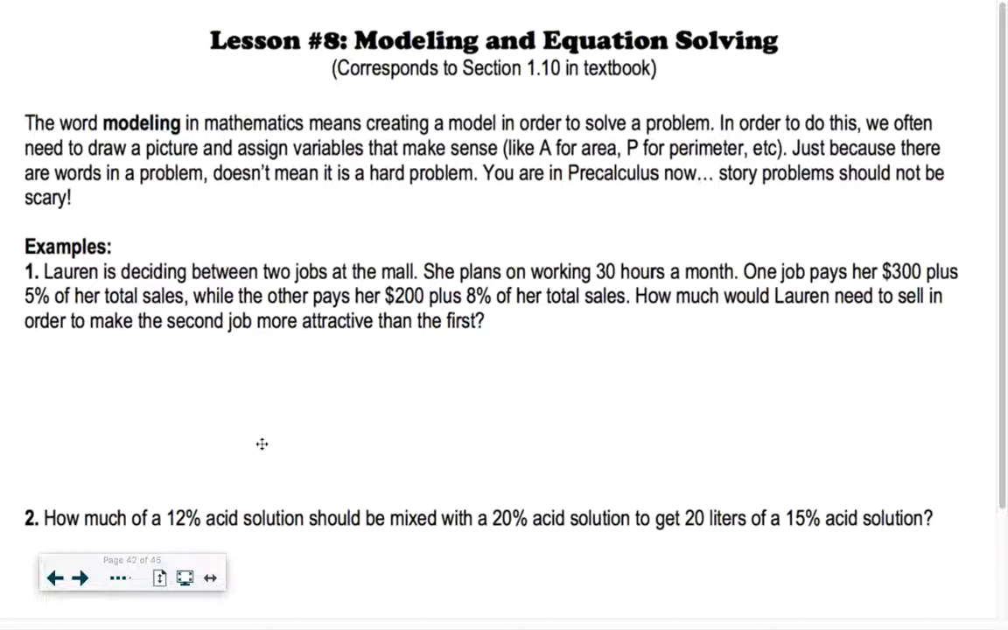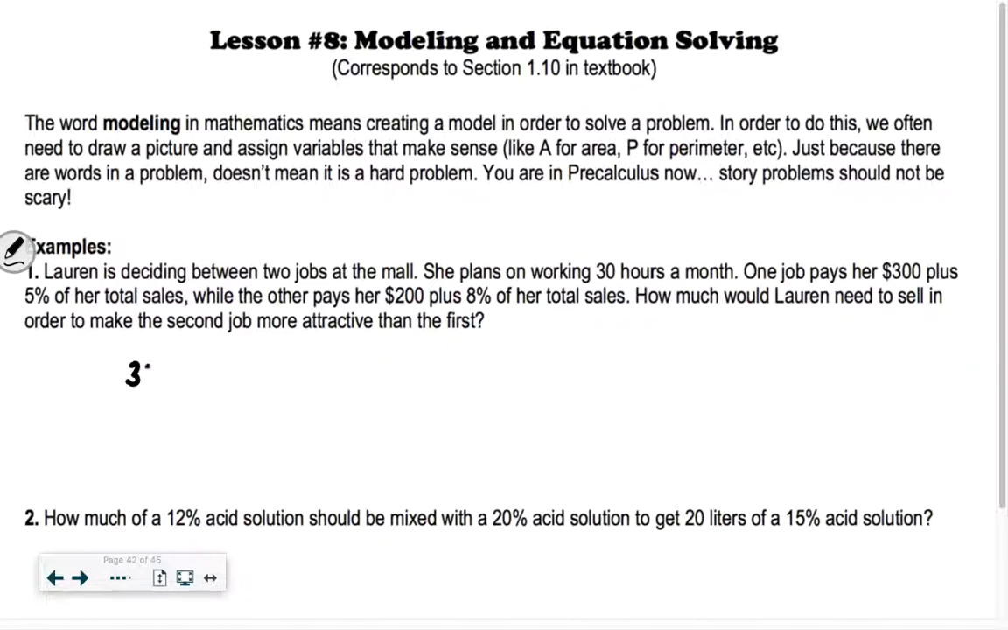So how much would Lauren need to sell in order to make the second job more attractive than the first? Okay, so I don't have an hourly rate or anything. They're just saying you're working 30 hours, and during that time, we're going to pay you $300. So she's making $10 an hour. All right, so let's see.